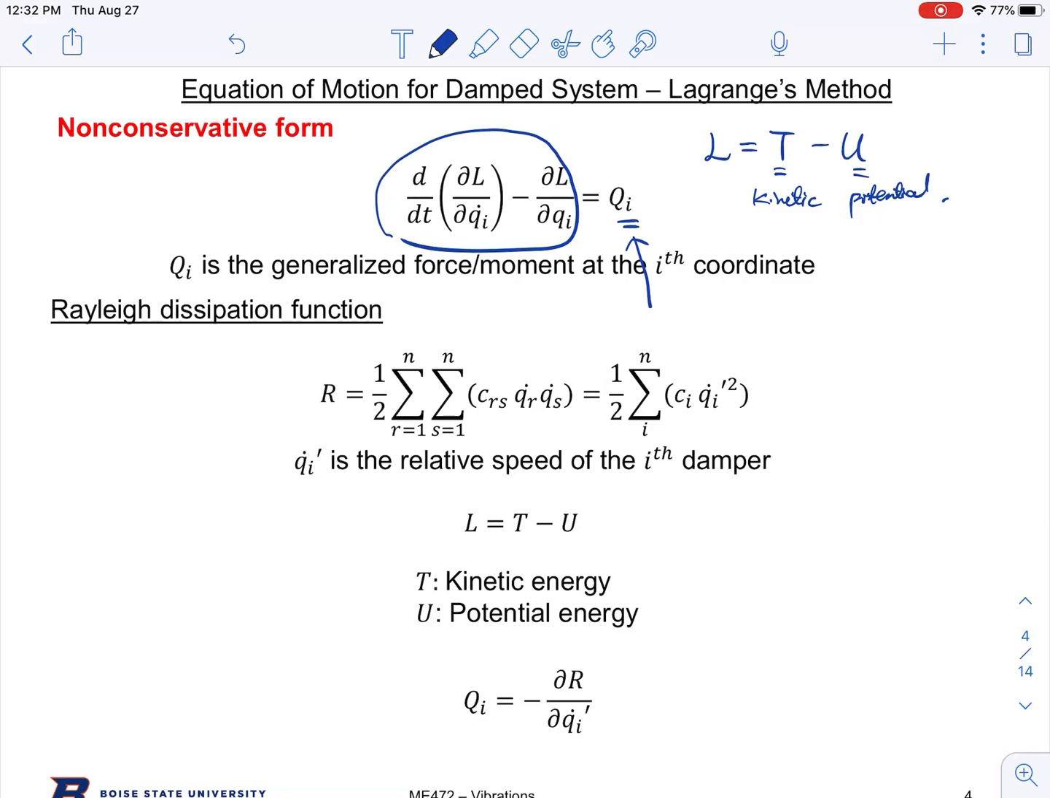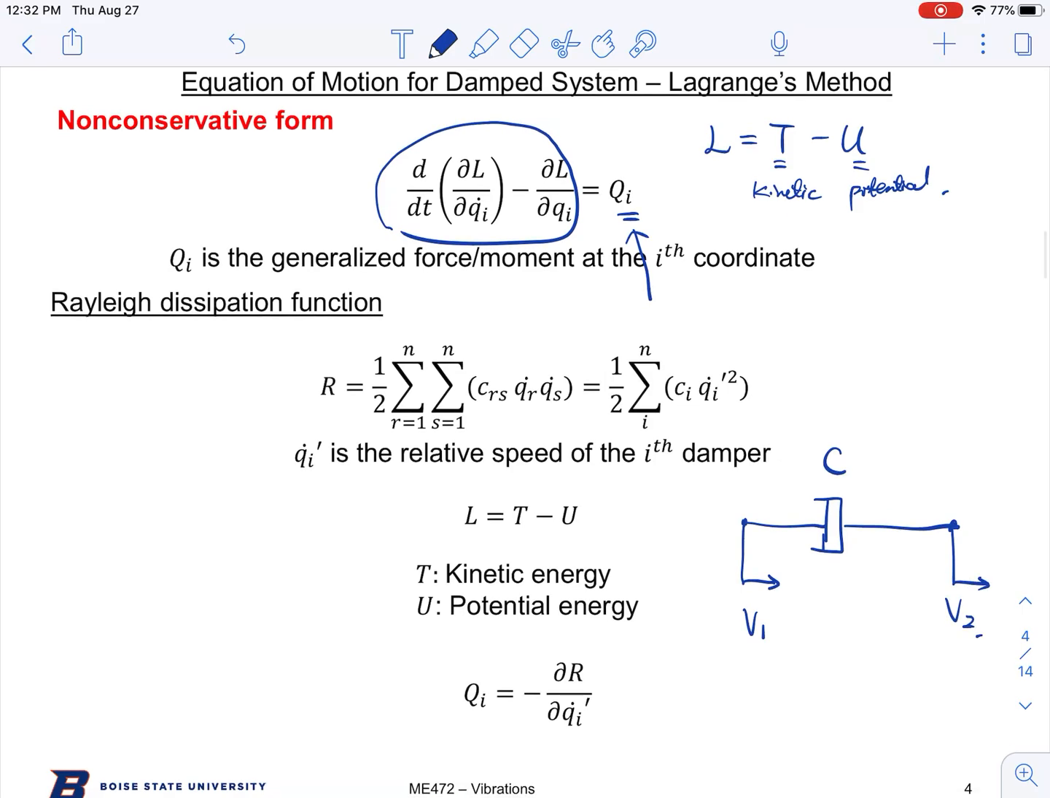So how can we find Qi? We first need to find the Rayleigh dissipation function. For one dashpot, let's say the damping coefficient is c, the velocity of the left hand side is V1, and the velocity of the right hand side is V2. Your Rayleigh dissipation function R for this damper is just half c times (V1 minus V2) squared. This term is the relative velocity experienced by the damper.